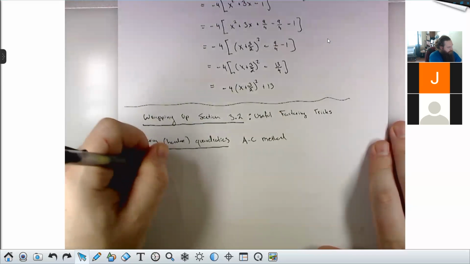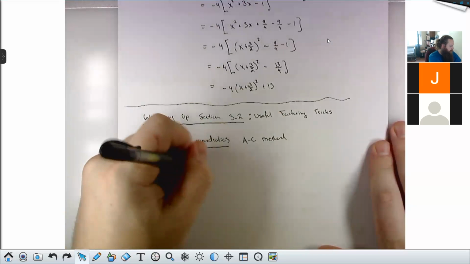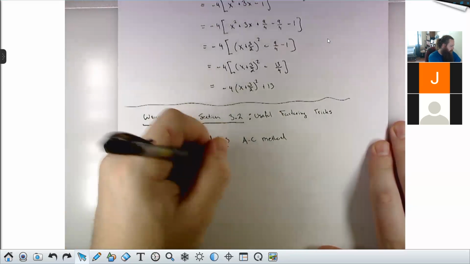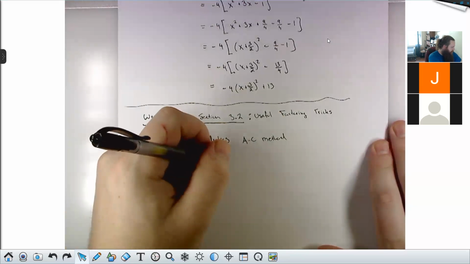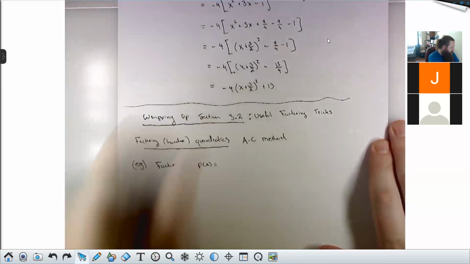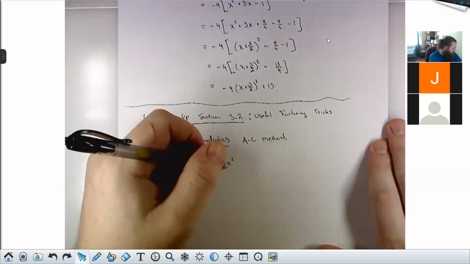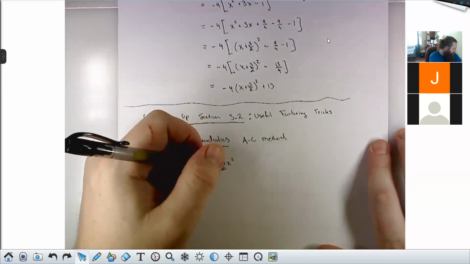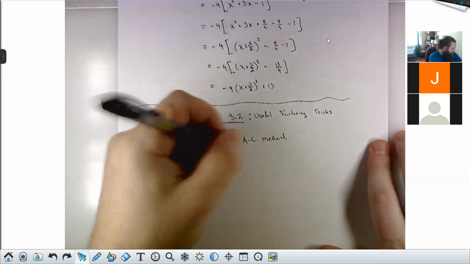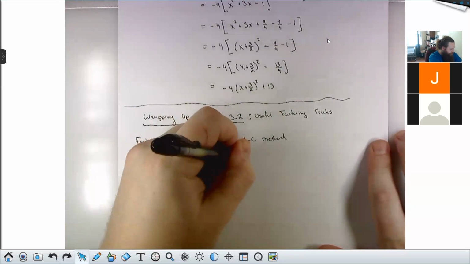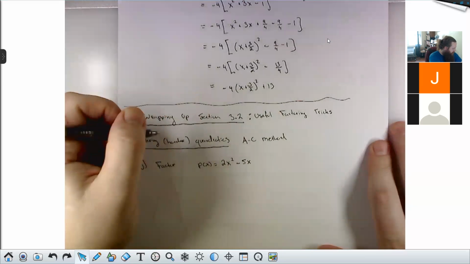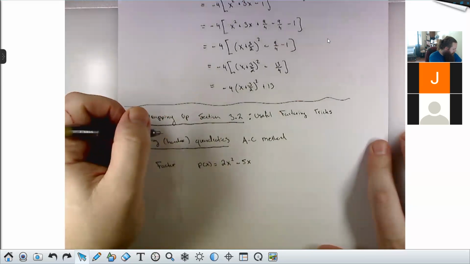I'm going to teach it to you through an example. I'm going to factor p of x equals, sorry, let's do 2x squared minus 5x minus 3.